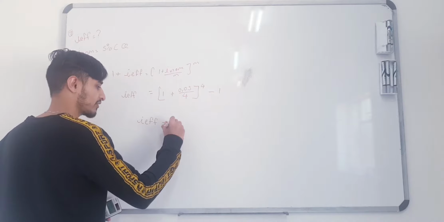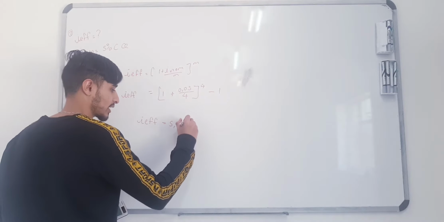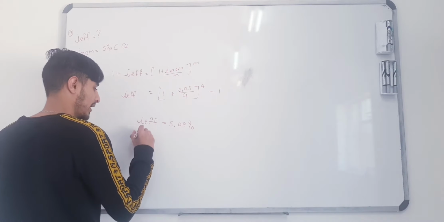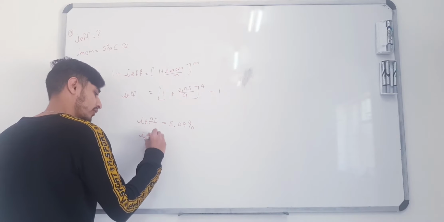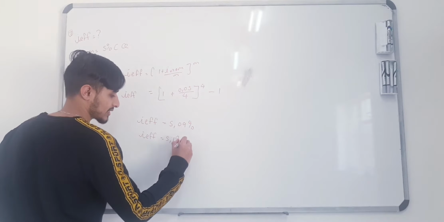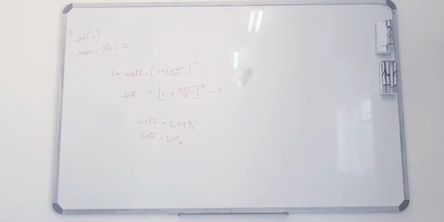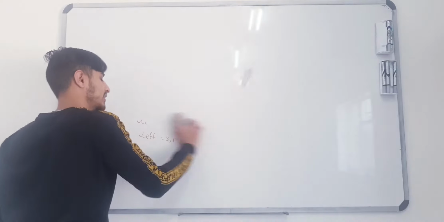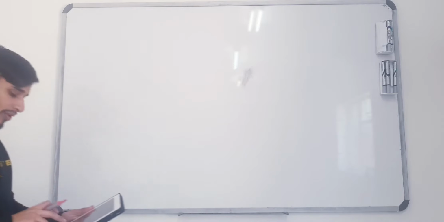What would you get? You get 5.09%. If you want to round it off to 1 decimal place, you could say I effective was 5.1%. Lovely. So that's quite a simple question, quite easy for us to understand. Now we know how to work with I effective. So we've covered the depreciation question, and the I effective and I nominal questions. Let's have a look at the next question.